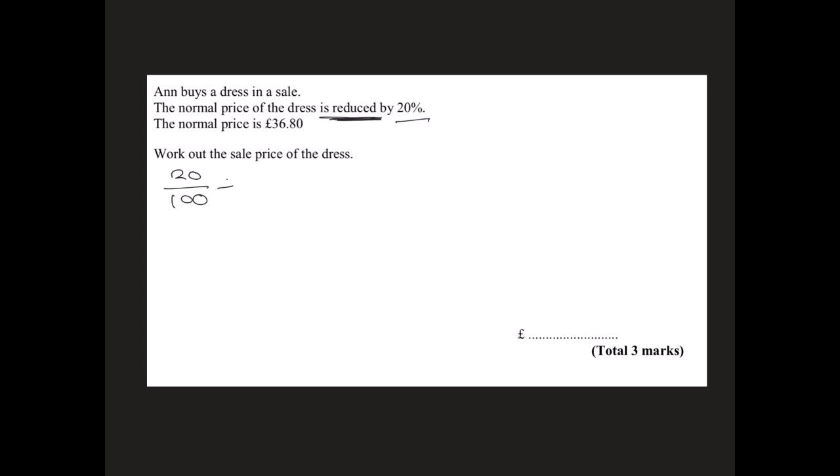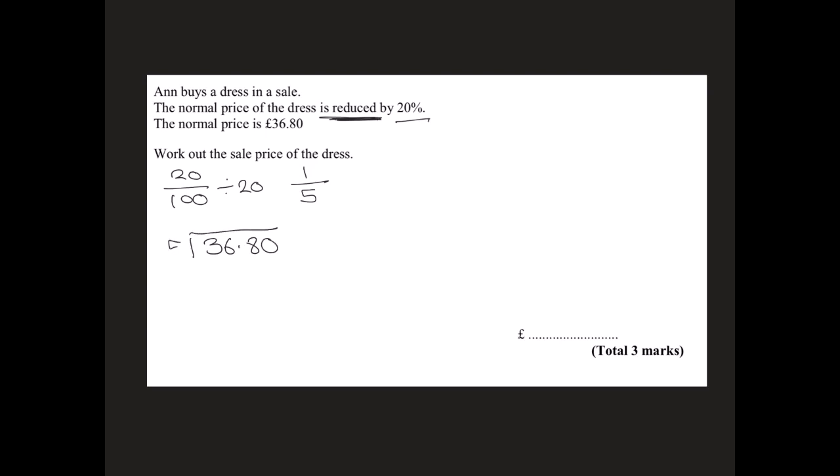So I'm going to try simplifying this down. So I'm going to divide both these by 20. 20 divided by 20 is 1. 100 divided by 20 is 5. So I'm actually going to find 1/5 of £36.80. So I'm going to do £36.80 and I'm going to divide by the bottom.